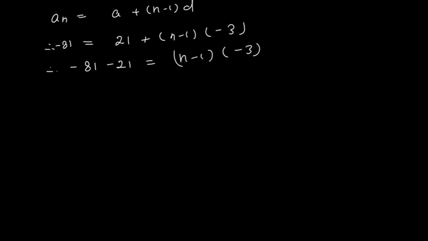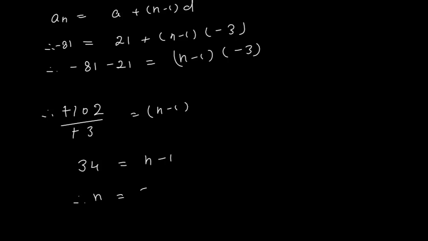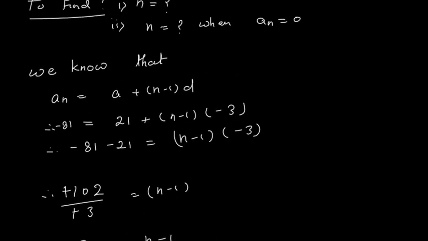Therefore we get here minus 81 minus 21, we will add them. So 1 plus 1 is 2 and 8 plus 2 is 10. So minus 102 divided by minus 3, this will be n minus 1. So this minus minus will cancel, 3 3s are 9, 3 4s are 12. This is the value of n minus 1. Therefore we get n equal to 34 plus 1 equal to 35. So the value of n we got is 35.